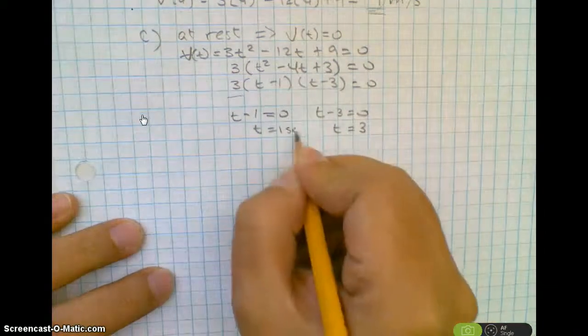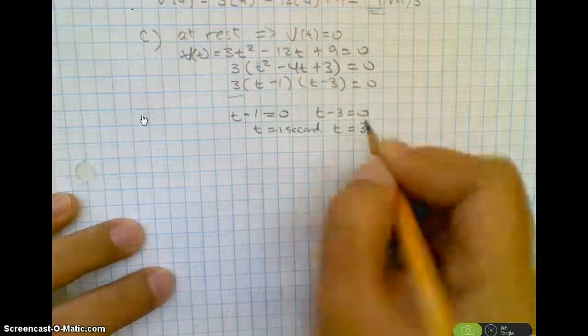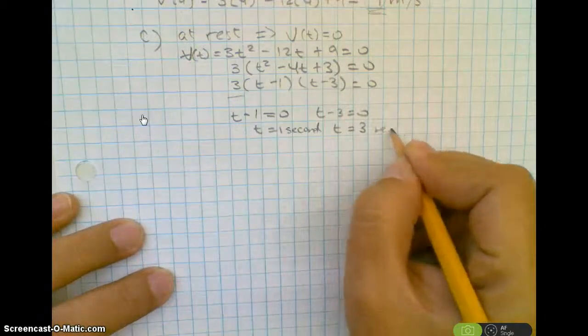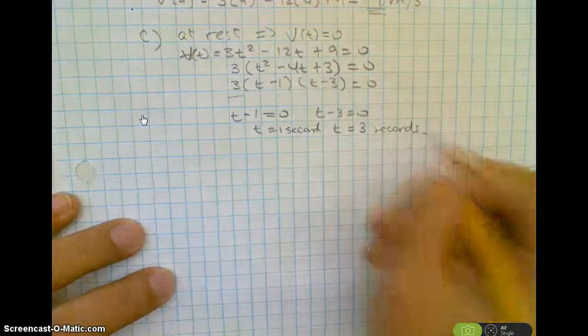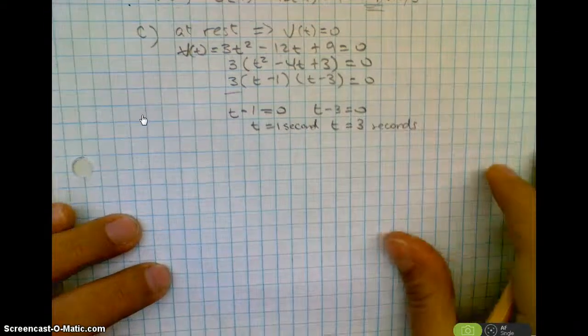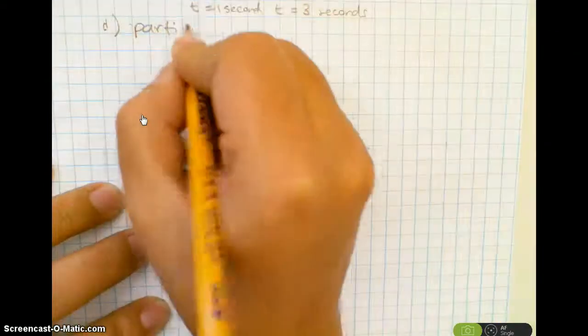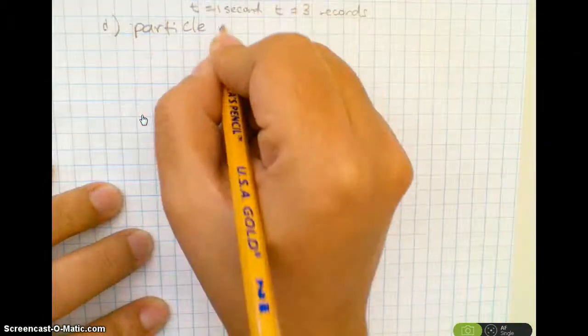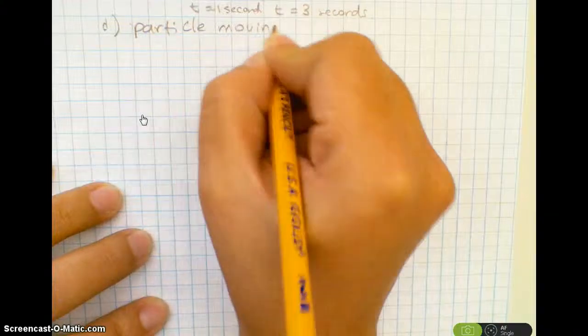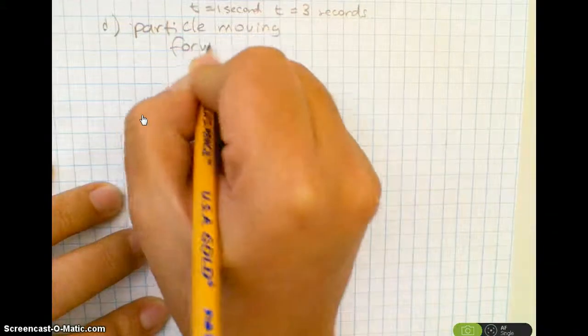So I know that at 1 second, the first second, and after 3 seconds, the particle is at rest because the velocity is 0, and I don't have to check anything else. Now for part D, is the particle moving forward, or moving in a positive direction?